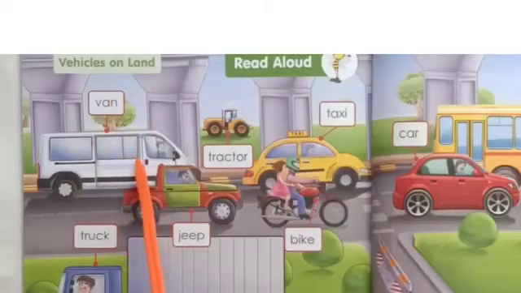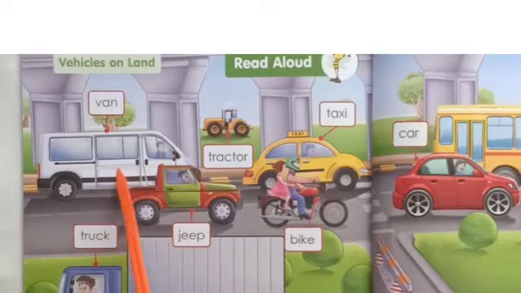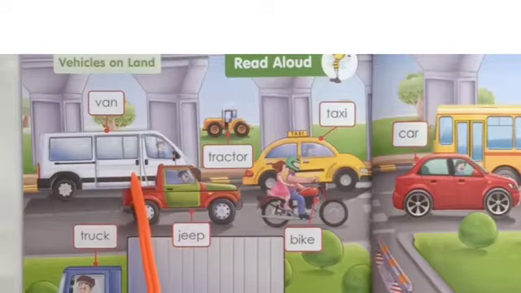Now tell me, which vehicle is this? This is a van and it is of white color, right? But the van that is used in school, जो आपका school van है, वो कौन से color का होता है? It is of yellow color, right?